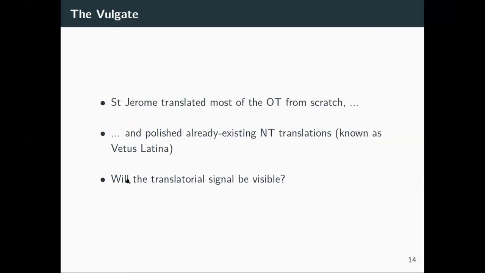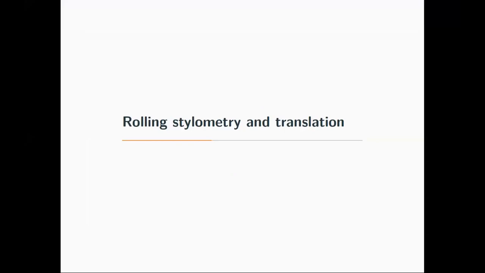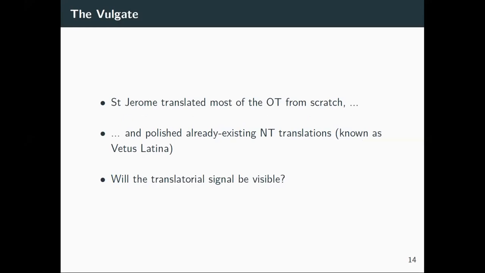Okay, let's move on to some other applications of this stylometry being generalized beyond authorship attribution. If we assume that a given text doesn't necessarily mean one monadic entity, and if we can think of slicing a text into segments and assessing them sequentially, then we might have a question, for example, of a translatorial signal. So here's the famous example of the Vulgate by Saint Jerome, who translated it back in the 4th century.